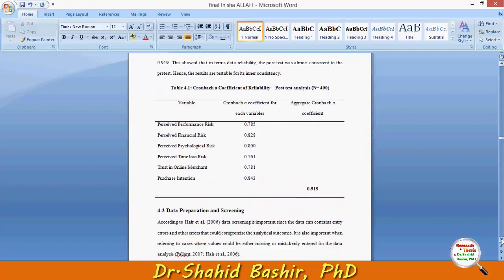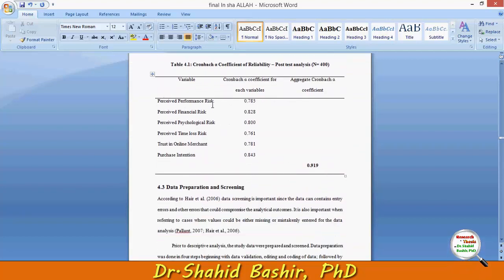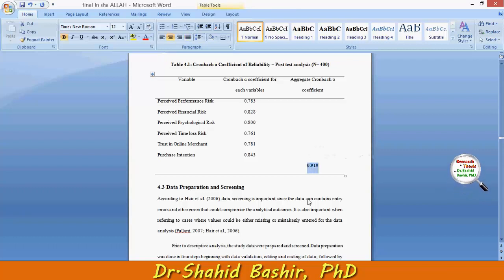altogether. So just going there, the perceived performance risk, perceived financial risk, perceived psychological risk, perceived time loss risk, trust in online merchant, and purchase intention, all those variables having more than 0.70 as Cronbach alpha coefficient value, and their aggregate is more than 0.919, which is very good. So what we can say is the data we have taken through 400 respondents is reliable.